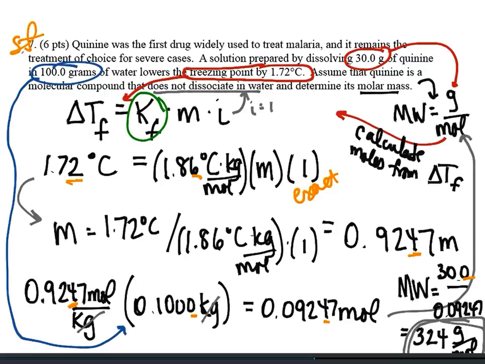So here, this was worth 6 points. You got a point for plugging things in to this equation correctly. You got a point for solving for molality here. You got a point for converting grams to kilograms here, this blue line. You got a point for multiplying by 0.1 kilograms to get moles. And you got a point for dividing grams divided by moles here to get the answer, which was also worth a point. So that should add up to 6.